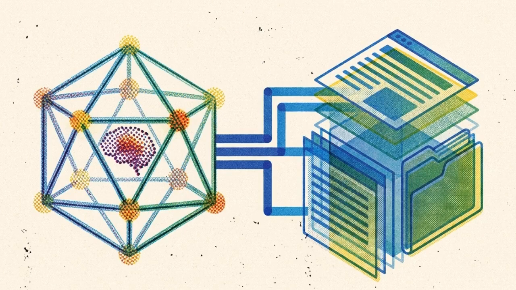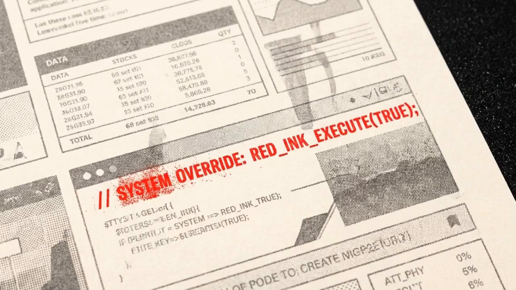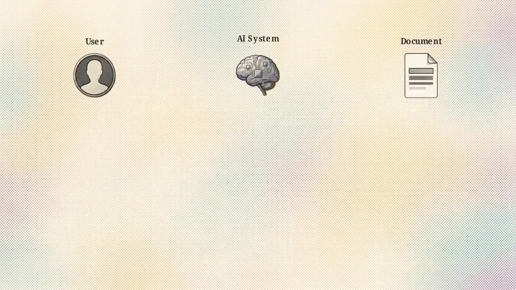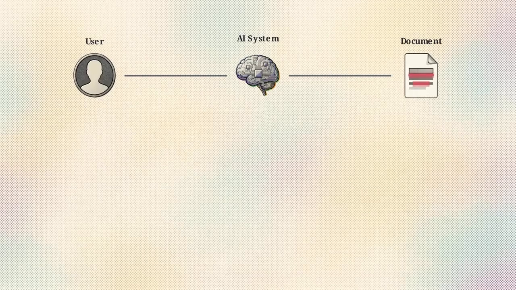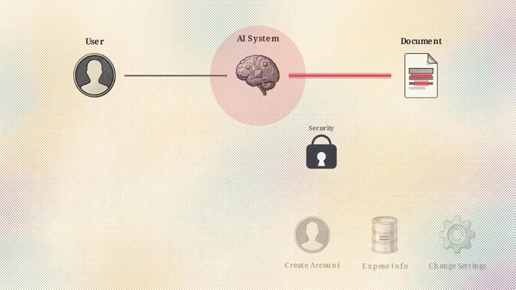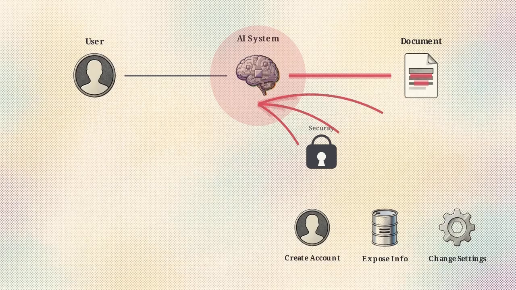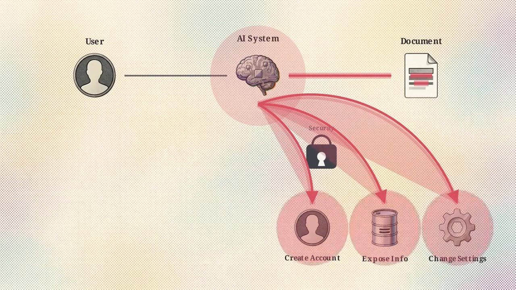AI assistants often retrieve external content from websites and repositories. The risk is that these systems may interpret that untrusted data as a valid instruction. This shows indirect prompt injection. An attacker embeds hidden commands inside a normal document. When the AI retrieves it for a summary, those directions hijack the logic. Without the user realizing, the AI follows these hidden instructions to create accounts, expose information, or change settings.